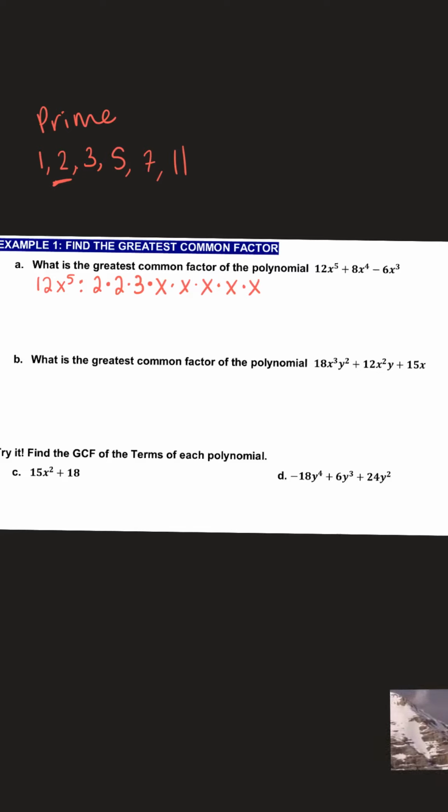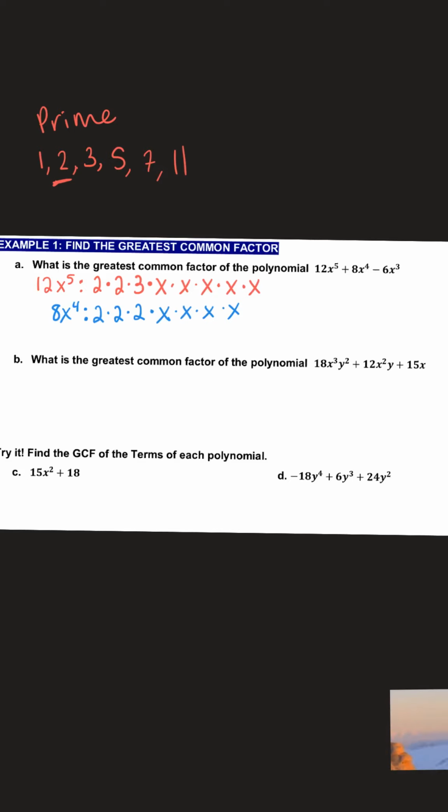Let's do 8x to the 4th next. Now, I know that 8x to the 4th, when I start with 2 again, that's going to give me 2 times 4, but 4 is not prime. It's not in my list of prime numbers. So instead, I'm going to write 2 times 2 because that's going to give me 4. And I know 4 times another 2 is going to give me 8. So 8 is the same as 2 times 2 times 2. Again, check it in your calculator if you need to. And then x to the 4th gives me 1, 2, 3, 4 x's.